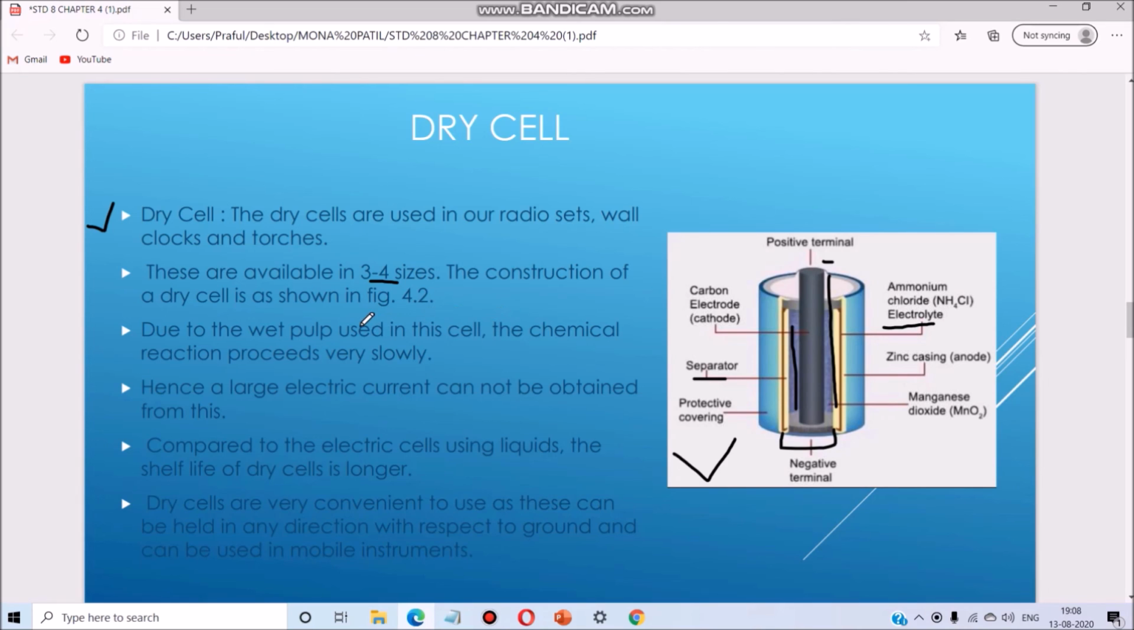Compared to an electric cell using liquid, the shelf life of a dry cell is longer. Dry cells are very convenient to use as they can be held in any direction with respect to the ground and can be used in mobile instruments. Mobile instruments means we can take them anywhere.